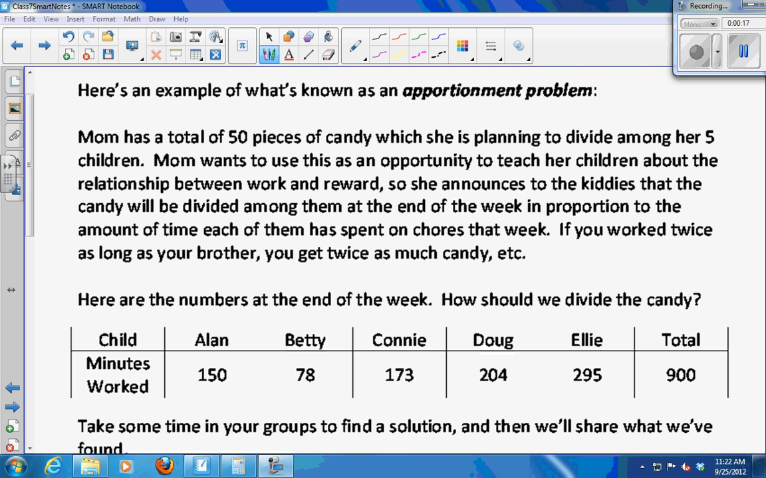So mom has 50 pieces of candy. She's planning to divide them among her 5 children. She wants to use this as an opportunity to teach her children about the relationship between work and reward. So she says the candy is going to be divided among them at the end of the week in proportion to the amount of time that each of them has spent on chores. So the more chores you do, the more candy you get. And if you worked twice as long as your brother, you get twice as much candy.